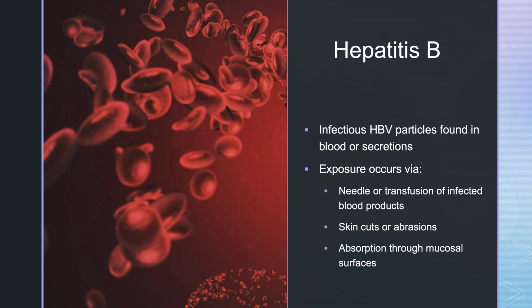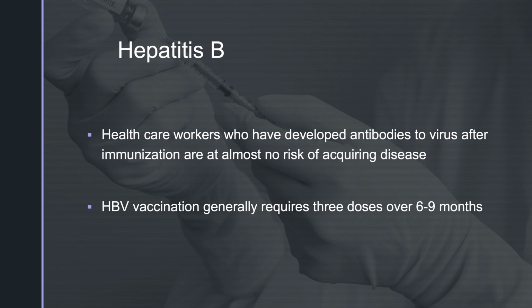Then hepatitis B, found in blood and body secretions, usually transmitted through needle sticks, blood transfusions, infected blood products, skin cuts, abrasions, and absorption through just your mucosal surfaces. Again, good news, there is a vaccine for hepatitis B. Most, if not all, of us have had a hepatitis B vaccination series. It's a series of 3 doses given over 6 to 9 months, usually as a child. If needed, you can have a booster later on in life.